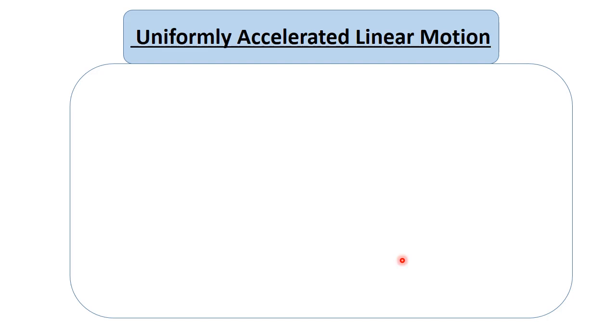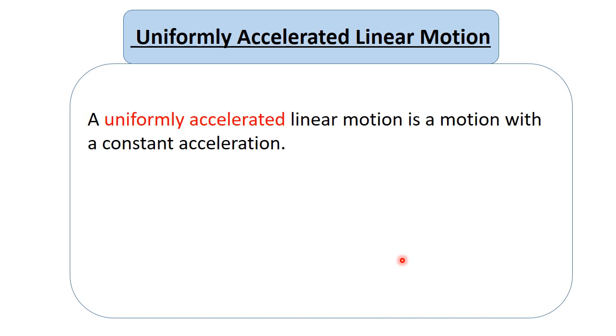Uniformly accelerated linear motion. What is uniformly accelerated linear motion? Well, this is motion with a constant acceleration. So any motion, any movement that has a constant acceleration is called uniformly accelerated linear motion.